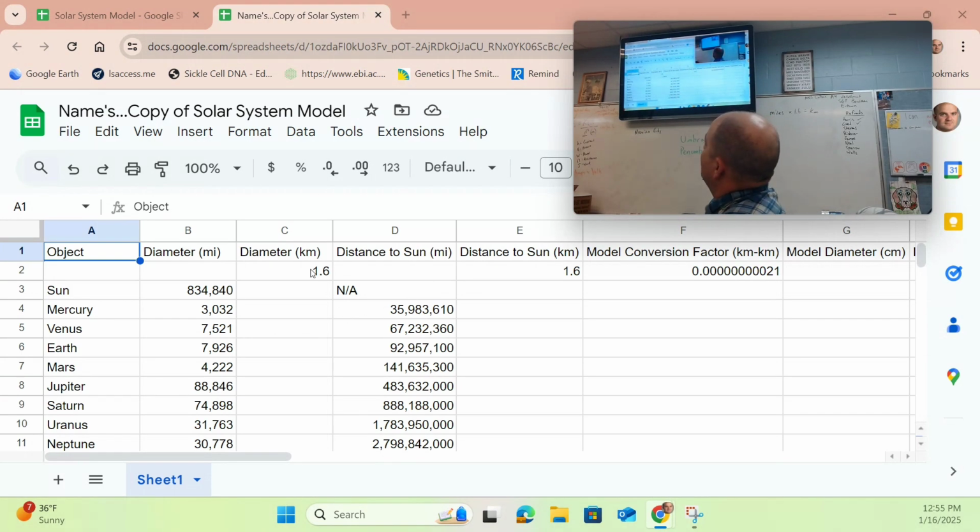First of all, our diameters and distances are in miles. Do you think that's super awesome for the scientific community? No. We're going to want to go ahead and convert that to metric. So we're going to go miles to kilometers. I have put for you right here 1.6. That is the conversion factor.